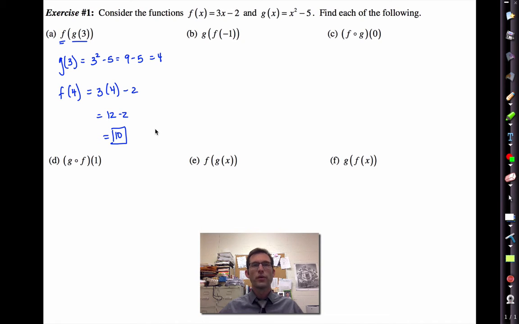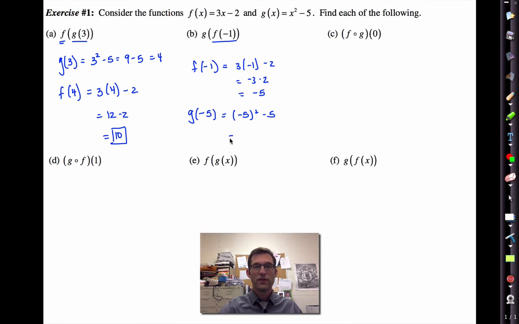Why don't you pause the video really quickly and do g of f of negative 1. All right, let's go through it. Well, what's cool about this is that the input of g is f of negative 1, which is itself a value. So let's figure out f of negative 1. It's 3 times negative 1 minus 2, which is negative 3 minus, whoops, got ahead of myself there. I hate it when that happens. I'm thinking and doing the math at the same time. Not so easy. Gives me negative 5. So what I really have is g of negative 5. What's that? Well, that's negative 5 squared minus 5. That's 25 minus 5, and that's 20.